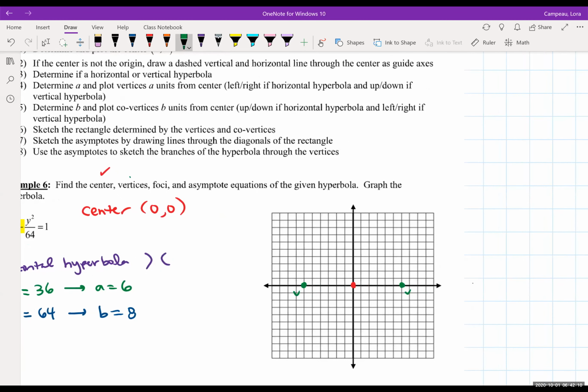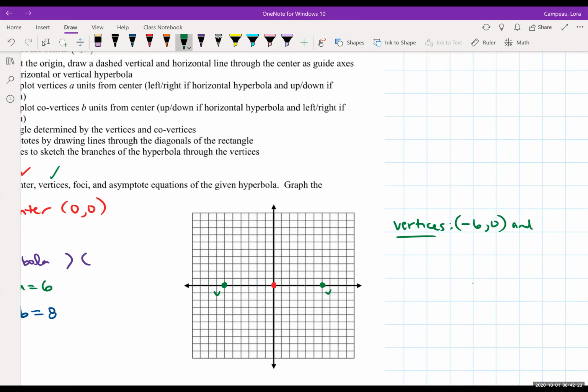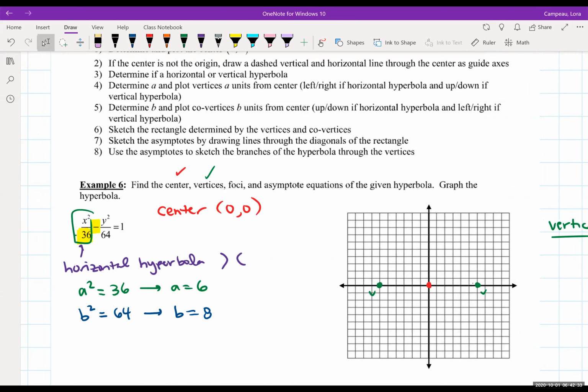But while we're here, might as well just count to get here. So the vertices would be -6, 0 and 6, 0. So notice I didn't really refer to my formulas. I'm just looking at what the orientation is. So I'll get back to that, but we already kind of addressed it.